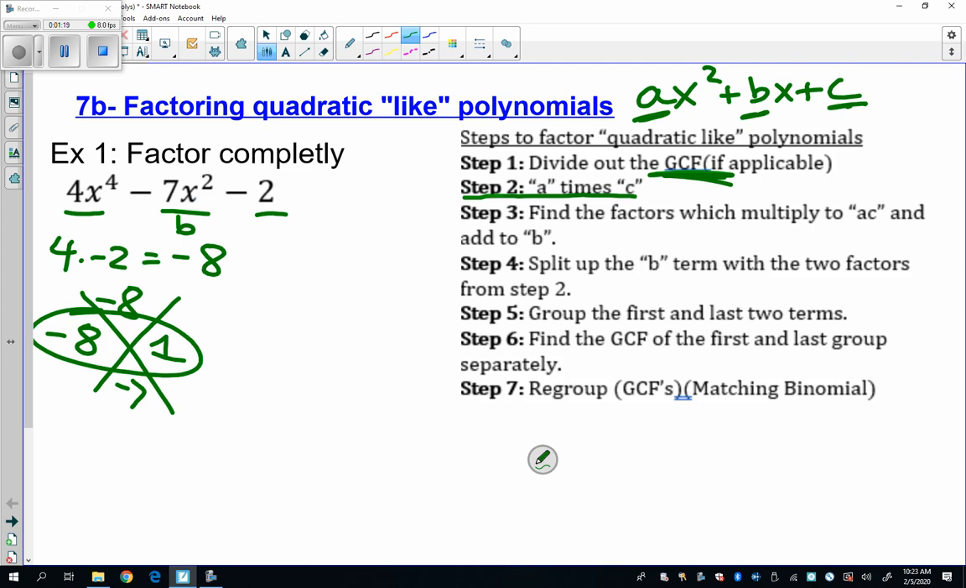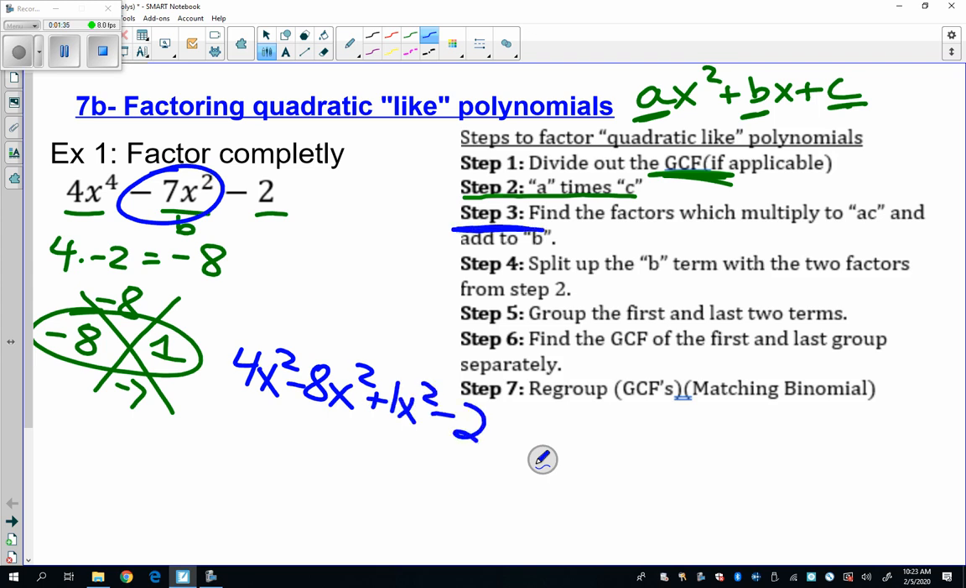Now we're going to take our b term and split it up into negative 8x squared and 1x squared. So 4x squared minus 8x squared plus 1x squared minus 2. So now we're at step 3. Step 4 is split up. Step 5 is group the first and last two terms. So first two terms, last two terms, grouping them.